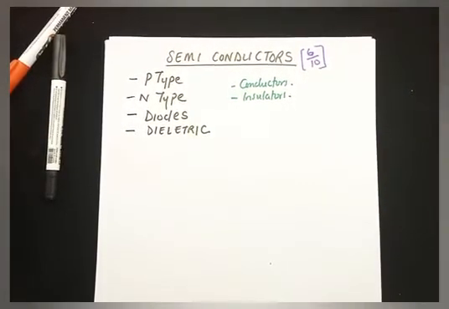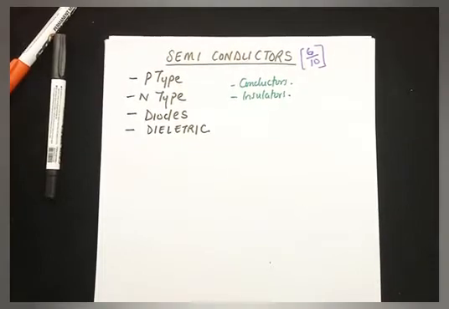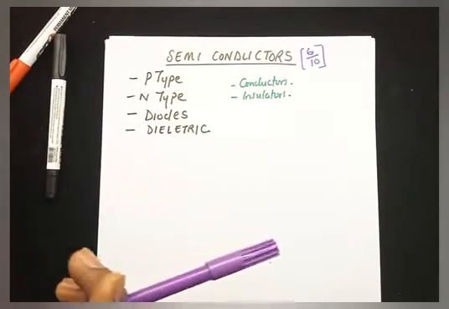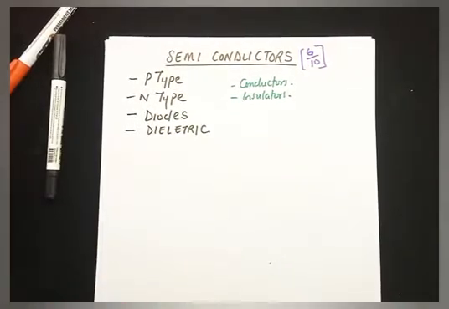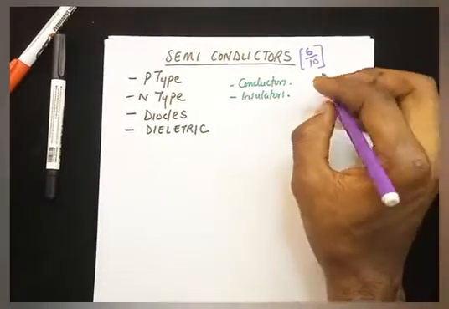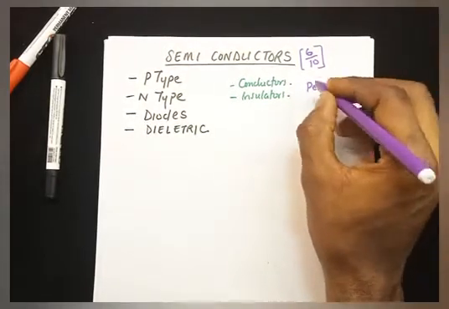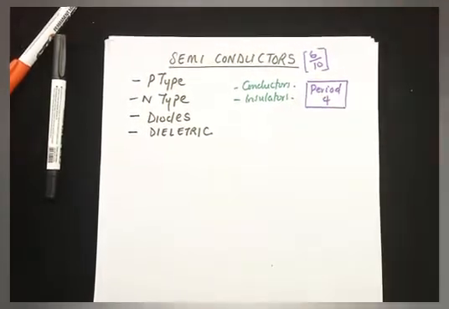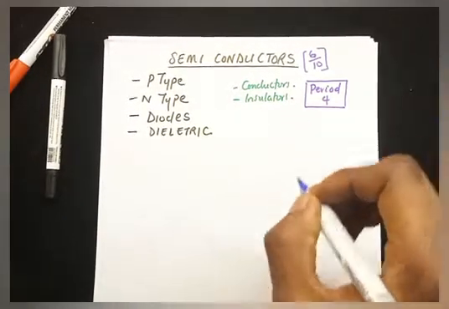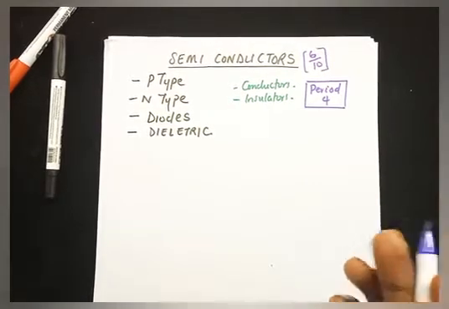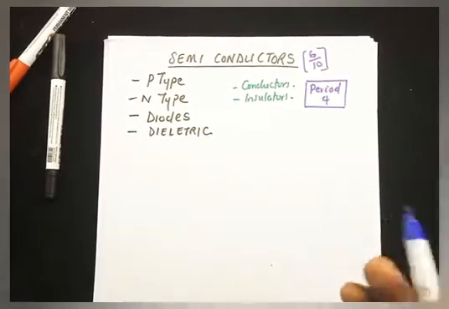But we also notice that some substances, some elements on the periodic table, at some points behave as conductors and at other times behave as insulators. These substances are particularly located in period 4 of the periodic table, so we call them the period 4 elements. The first member of period 4 is carbon, and carbon under normal circumstances does not conduct electricity except when it is purified.